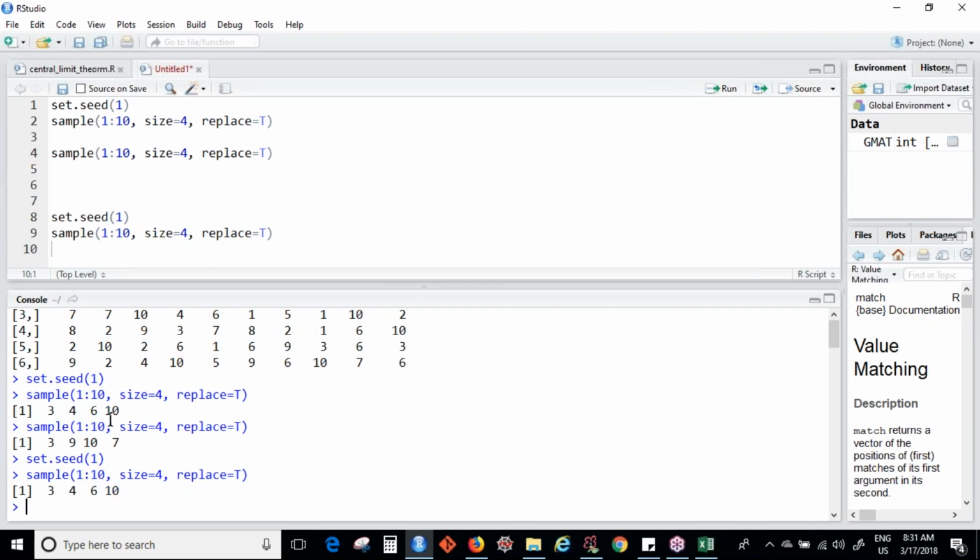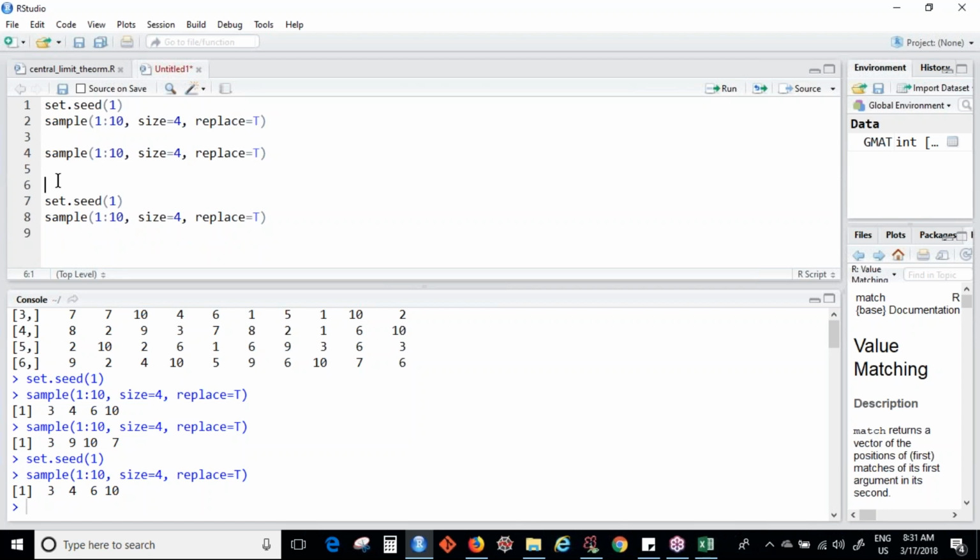So what does it mean? This means that every time you set your seed and you run some command which involves random numbers, the random numbers generated will be the same random numbers. If you don't set the seed, you will get a different set of random numbers.